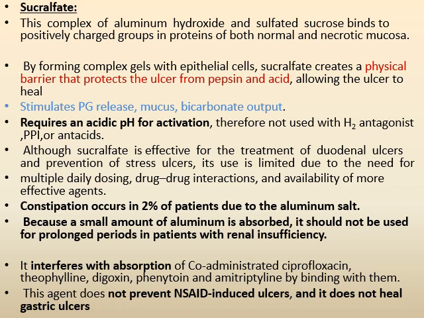This is effective in duodenal ulcer and also in the treatment of stress ulcer. But due to multiple daily dosing, due to several drug-drug interactions, and also the presence of more effective agents, this is not so used. Its use is limited. It can cause constipation. ليش؟ لأن مثل ما قلنا بالسلايدات الأولى إنه يحتوي على ألمنيوم. Also it is contraindicated or needs dose limitation in patients with renal insufficiency.